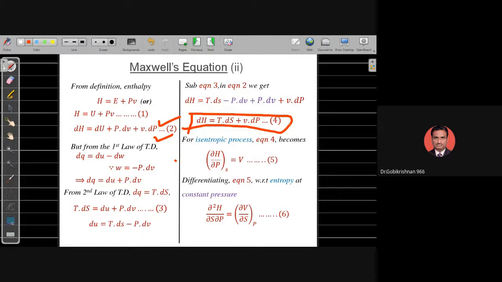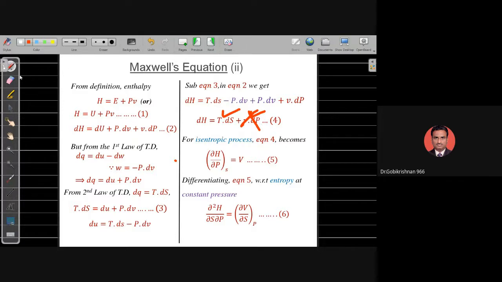Then dH is equal to T dS plus V dP. That is the ultimate equation I got, starting from H is equal to E plus PV. That's all. Now I want to state the conditions. Here on the right side, two different terms are there. This is the first term and this is the second term. I want to remove this term. If so, what condition do I have to take? I have to take constant pressure.